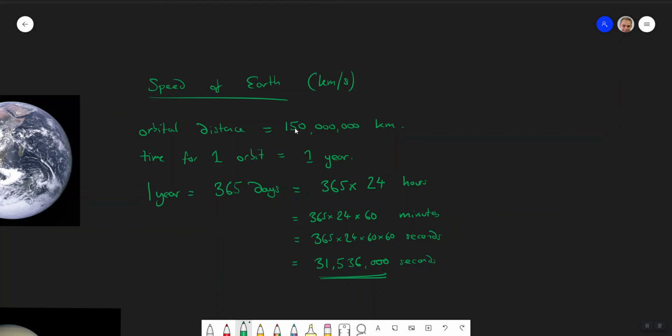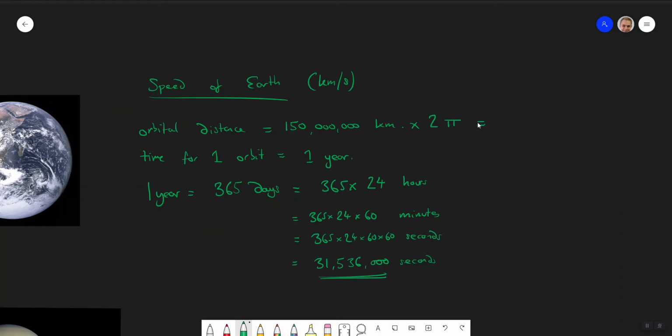orbital distance. Our distance from the Sun is 150 million kilometers. So therefore, we get our circumference. I've not written that using the best way. I was a bit lazy there. I have to then multiply that by 2 pi. Okay, so this is how far we are from the Sun. That's the radius times by 2 pi to turn it into circumference.